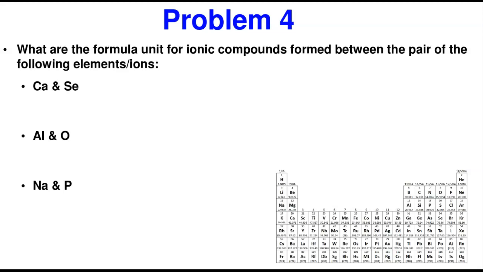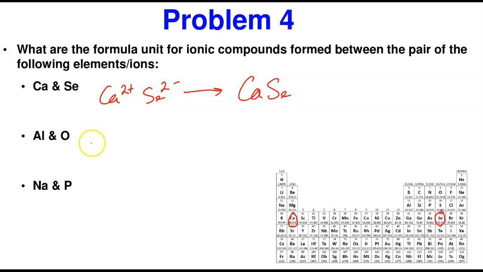Again, the next one. What is the formula you need for the following? Same question. Calcium again is in group 2. You can look at it. Group 2 is going to be 2 plus. Selenium is in group 6. Look at selenium. The group 6 guys who are non-metals will gain only 2. So selenium will be 2 minus. And if you put them together, they're just going to stay because they're equal. You're going to have this.